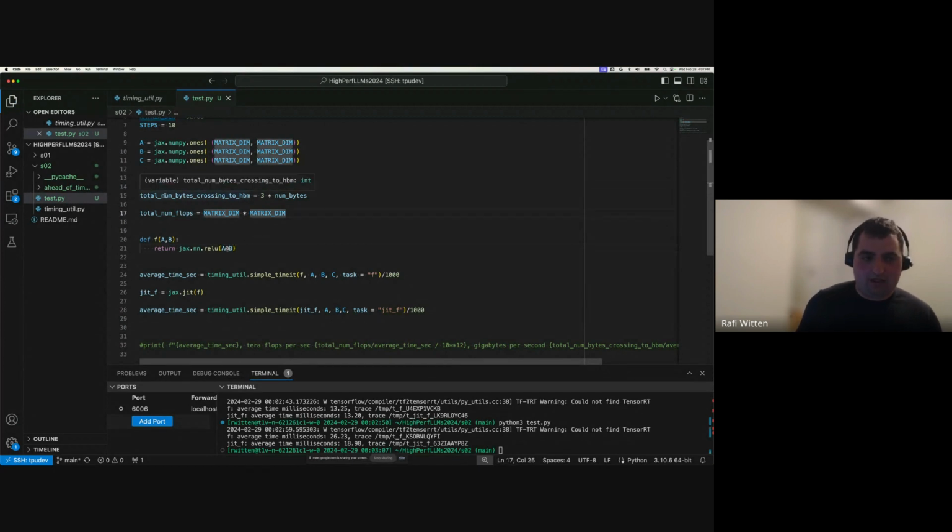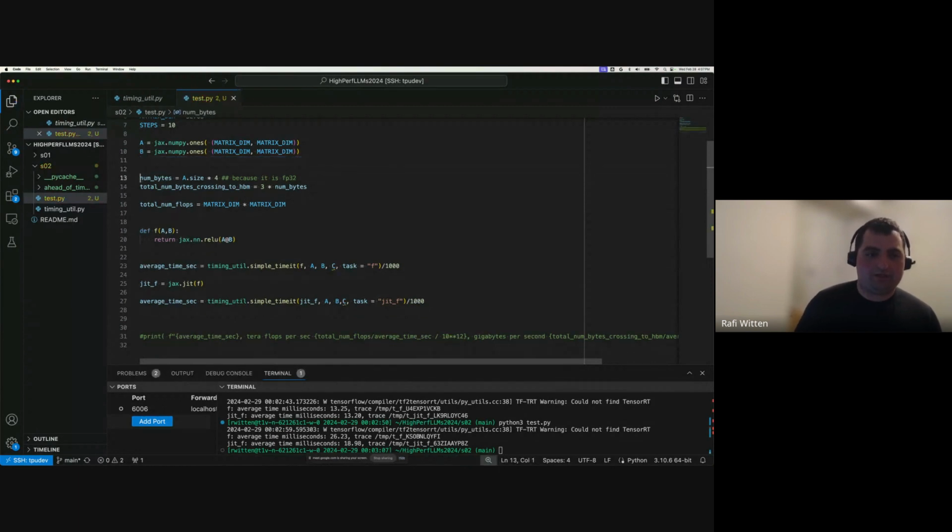So now let's calculate our sizes. The number of bytes crossing to HBM is still 3 times the number of bytes. Total flops is 2 times matrix M times matrix M.